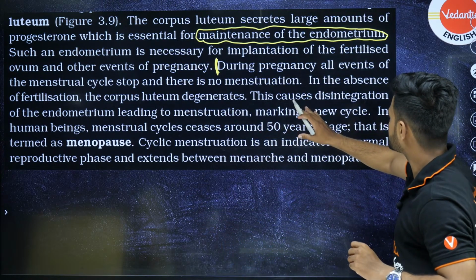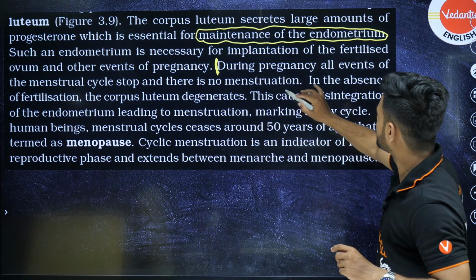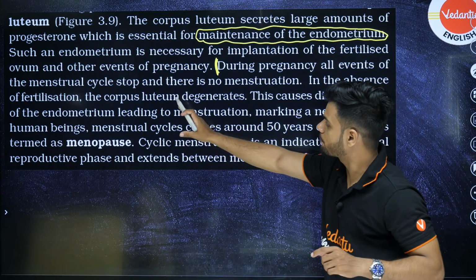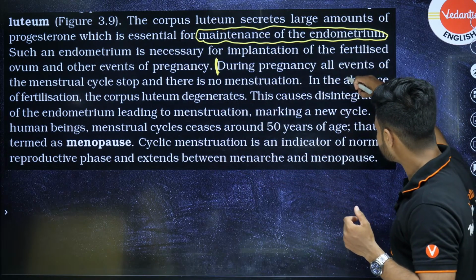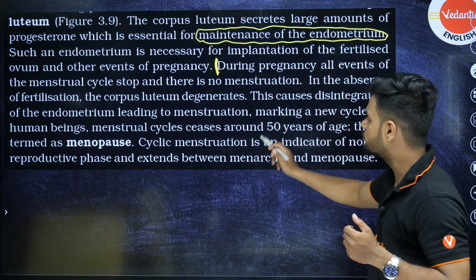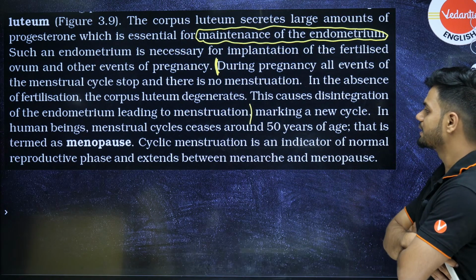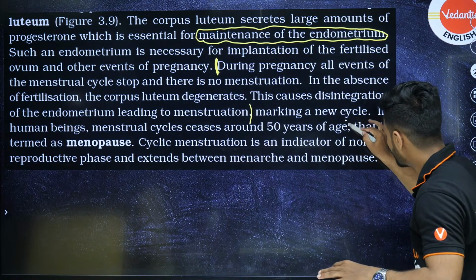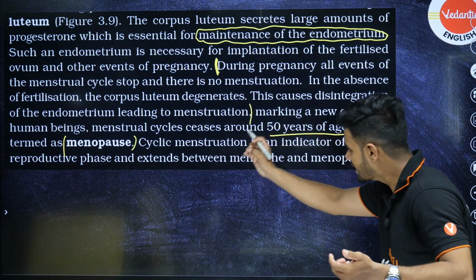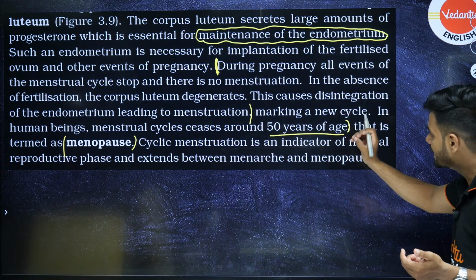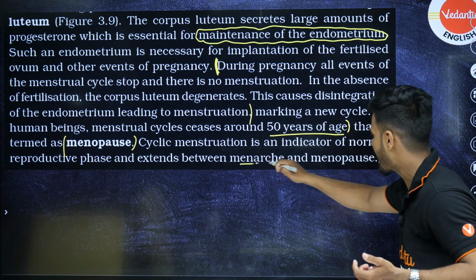Menstruation. In the absence of fertilization, the corpus luteum degenerates. No fertilization, no corpus luteum. This causes disintegration of the endometrium, leading to menstruation, marking a new cycle again. In human beings, the menstrual cycle ceases around 50 years of age. I told you 50 to 55 years, and we call it menopause. The cyclic menstruation is an indicator of normal reproductive phase and extends between menarche and menopause.